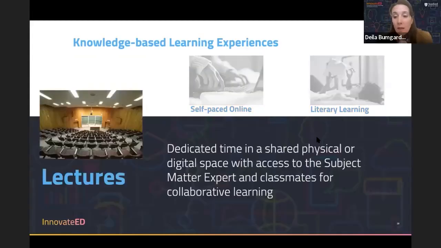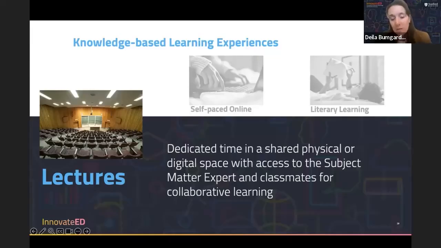So knowledge-based learning experiences tend to be rooted in these three things. We see these the most often: lectures, self-paced online learning, and literary learning, reading books, assigning a book to somebody and expecting them to acquire the knowledge from reading it. The reason we do that for knowledge or lectures is that this is dedicated time in a shared physical or digital space. A lecture obviously does not have to be in a lecture hall these days. The lectures are, as we are right now, in a digital space as well.